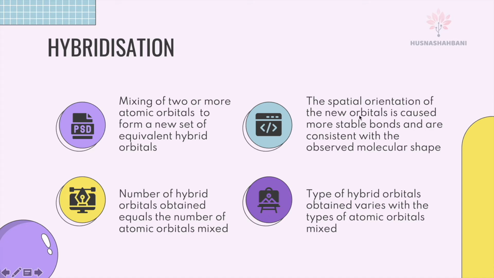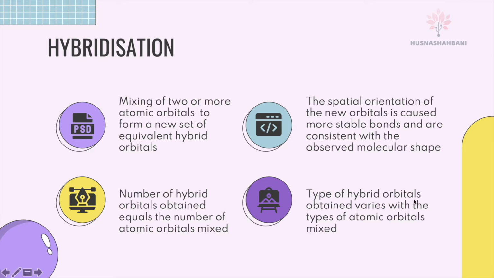The spatial orientation of the new orbitals results in more stable bonds. Why does hybridization happen? Because the new orbitals form more stable bonds and are consistent with the observed molecular shape.